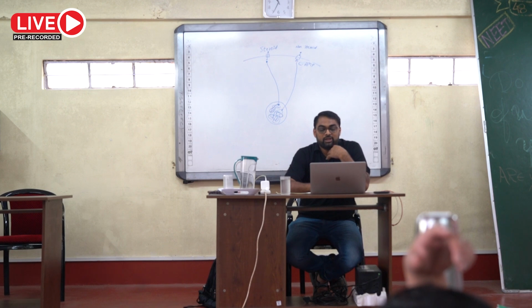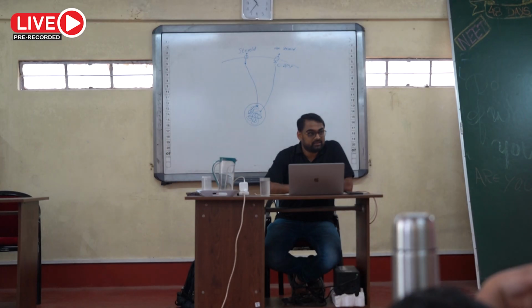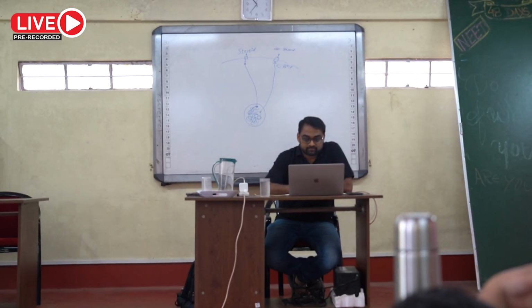Terminals of the post-ganglionic fibers in the sympathetic division secrete... Preganglionic fibers are myelinated. What is the advantage of myelination of a nerve fiber? Fast conduction.